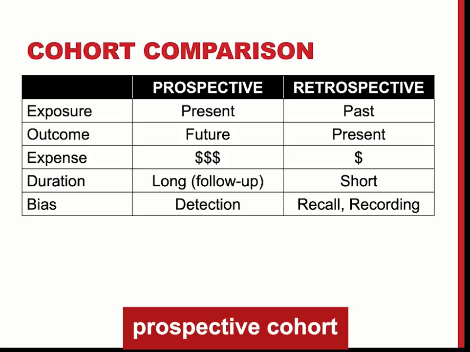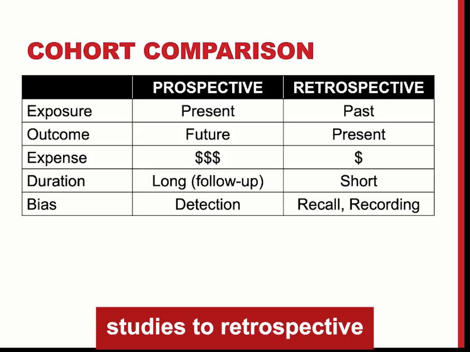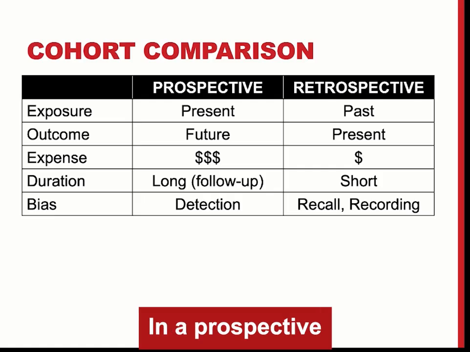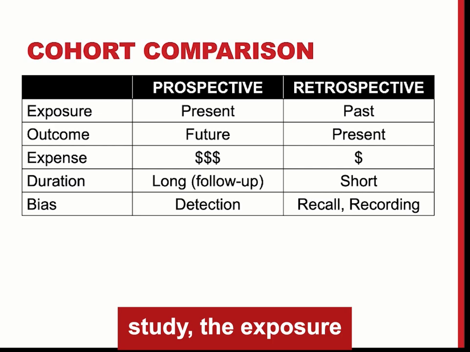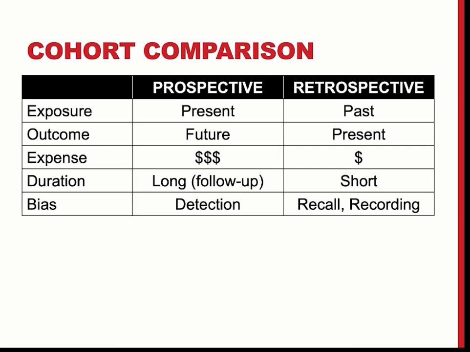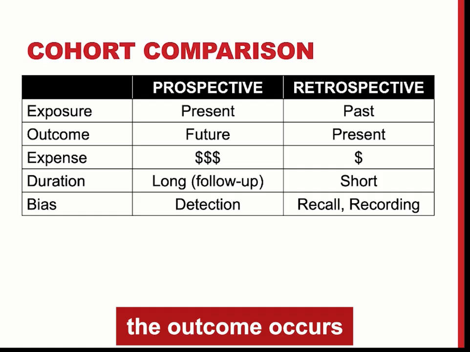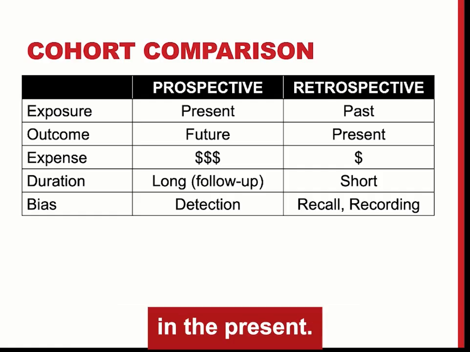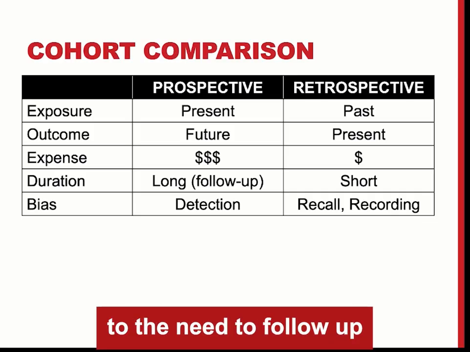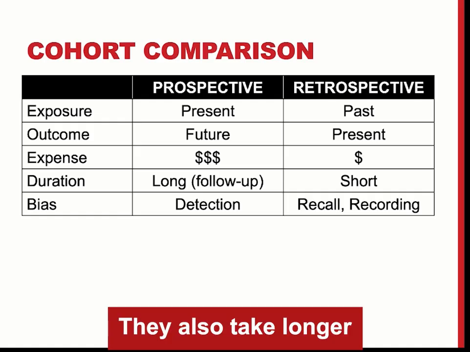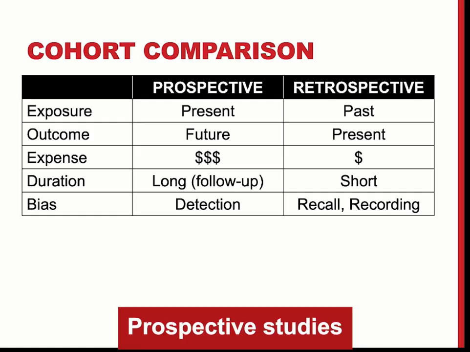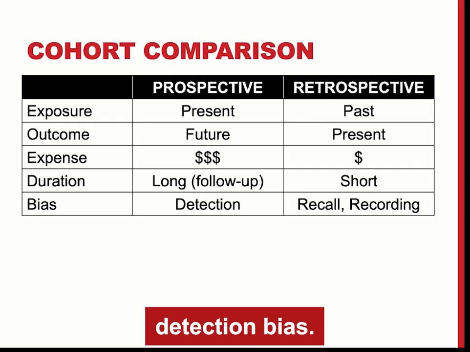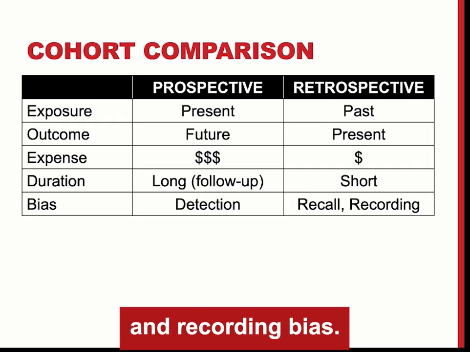This table compares prospective cohort studies to retrospective cohort studies. In a prospective cohort study, the exposure occurs in the present, and in a retrospective study, the exposure occurs in the past. In a prospective cohort study, the outcome occurs in the future, and in a retrospective study, the outcome occurs in the present. Prospective cohorts are typically more expensive due to the need to follow patients over time. They also take longer to conduct. Prospective studies are at risk of detection bias. Retrospective studies are at risk of recall and recording bias.